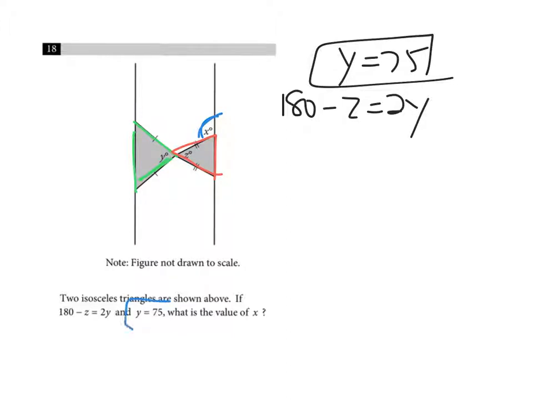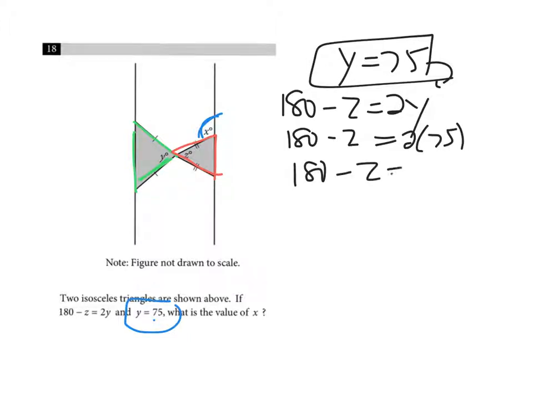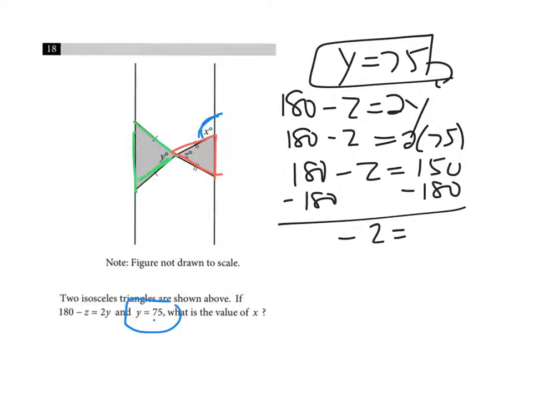Well, since you're told y is equal to 75, I'm going to plug that in. I'm going to have 180 minus z, and that's going to be equal to 2 times y, or 2 times 75, or 150. Minus z equals 150, and here if I subtract 180, I have negative z equals negative 30, so here I'm going to get z is equal to 30.